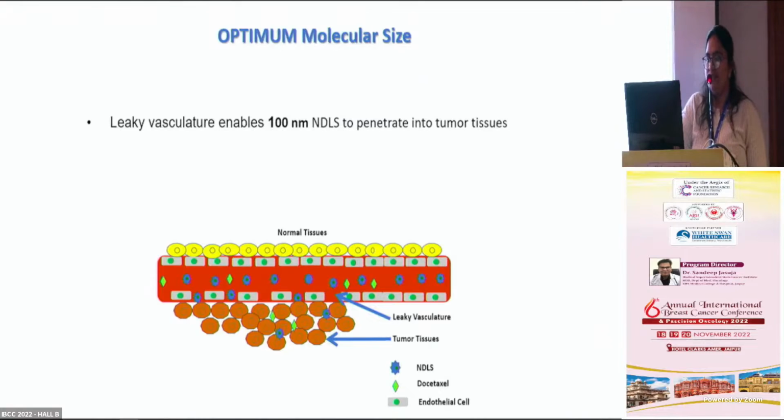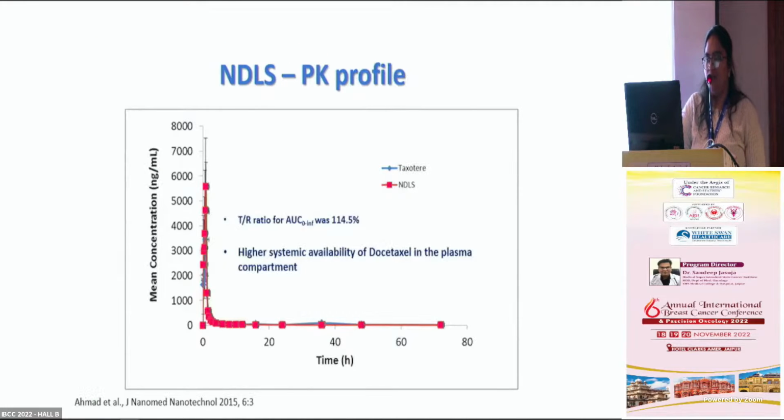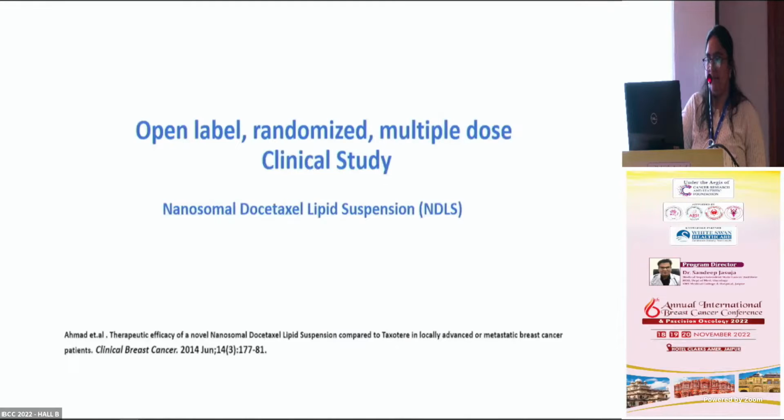Because of leaky vasculature, and because the nanoparticles are around 100 nanometers, nano Aqualips penetrate the tumor tissue better, with higher concentration at the tissue level. With the ratio being 114%, there is higher systemic bioavailability of this nano docetaxel in the plasma compartment.